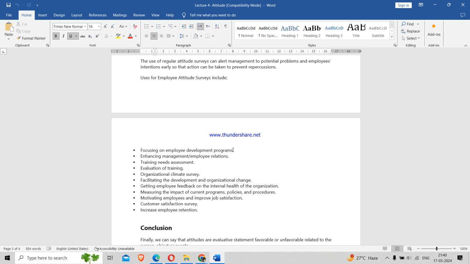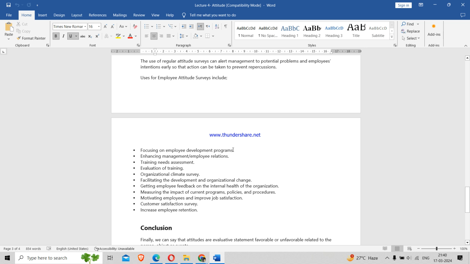Next is training needs assessment, it is another point. Evaluation of training is another point. Organizational climate survey is another point. Another is facilitating the development and organizational change. You can do that in order to enhance the complete attitude of each and every employee associated with the organization, and accordingly increase the productivity of that particular organization.